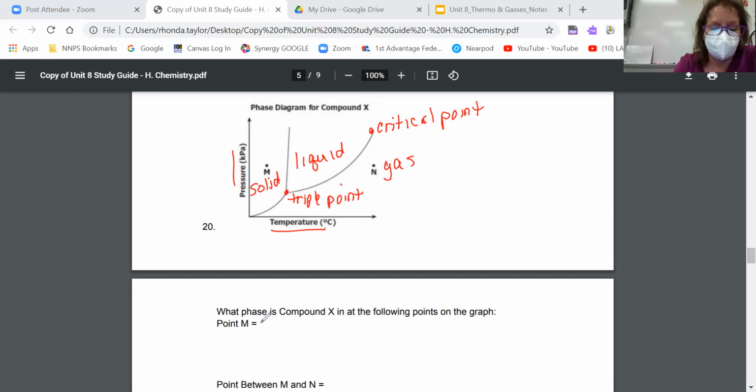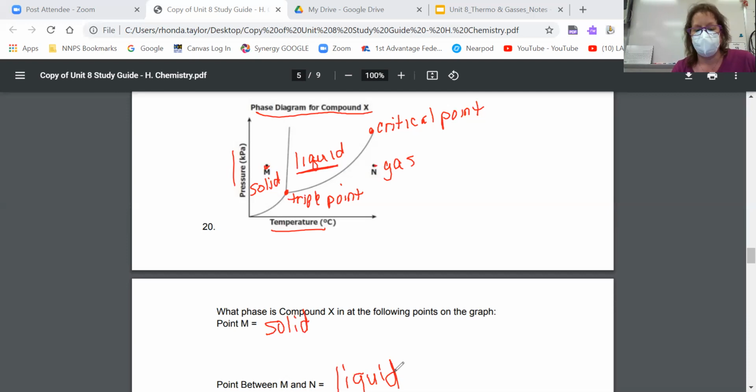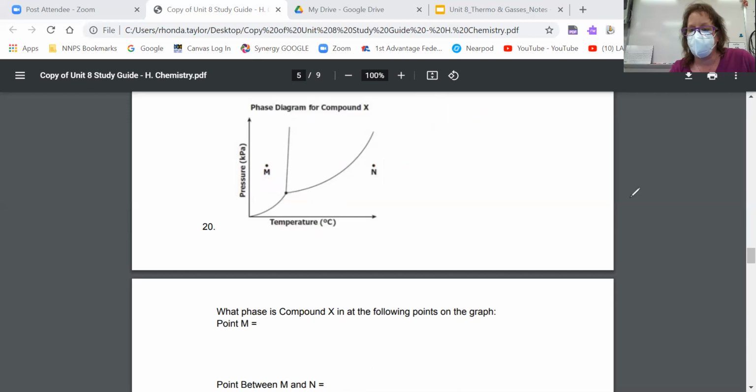So this first question says, what phase is compound X in at the following point? This is a phase diagram for an unknown compound we call X. At point M, it's a solid. Between point M and point N, we're right here in the middle, so that's a liquid. And then the next one on your study guide says point N. You can see that that's the gas. You can't really see it, so I'll have to erase this and move it down, but point N is the gas.